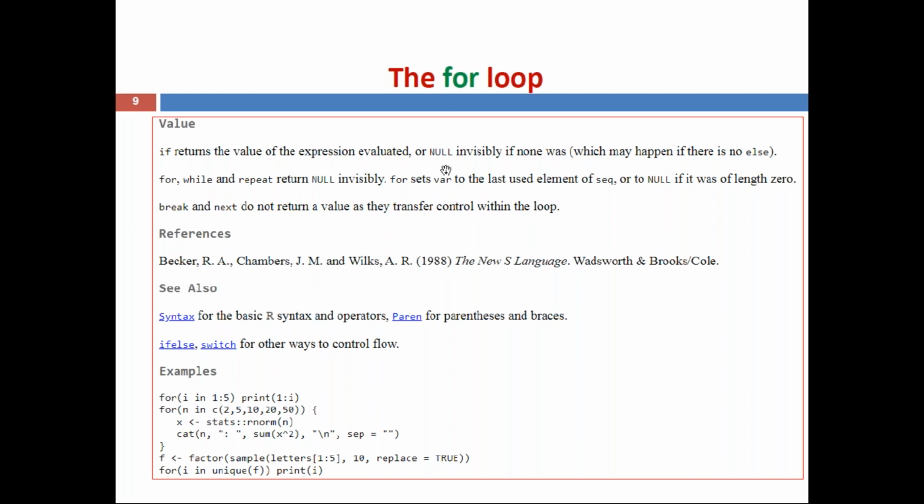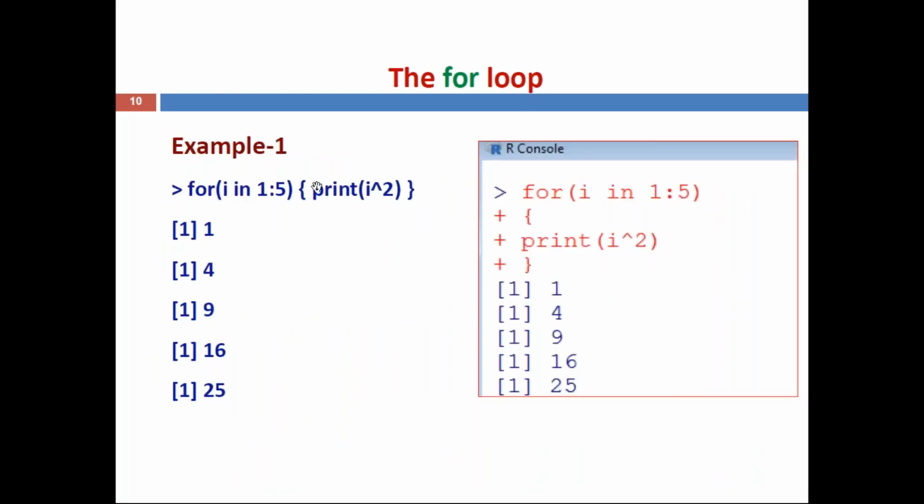Like that you can see help about for loop or while loop or repeat loop using the command help. Then coming to examples, here we will demonstrate different examples using for loop. First simple example you can see: for I in 1:5. So we have taken the vector values as 1 to 5.